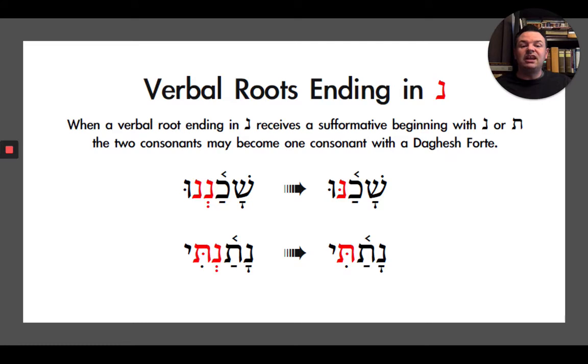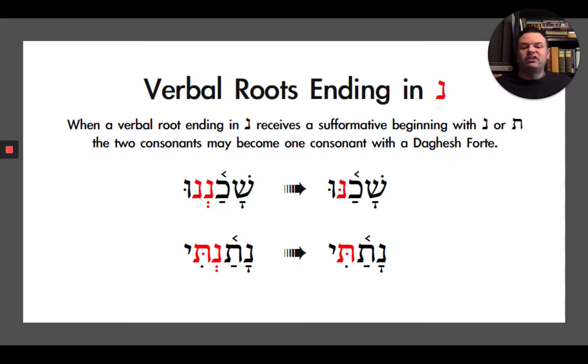Verbal roots ending in noon. So for instance, if you've got the first common singular, the noon ending there. So when a verbal root ending in noon receives a sufformative or a suffix beginning with noon or tau, the two consonants may become one consonant with the dagesh forte. So shakan, right? So you see shakanu, right? So same basic principle there.